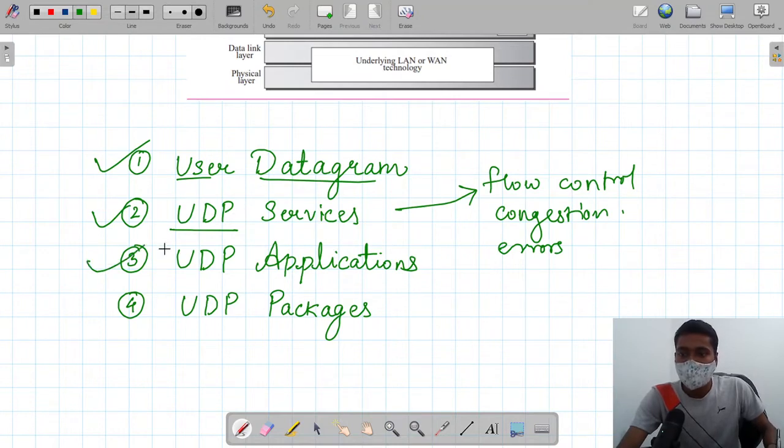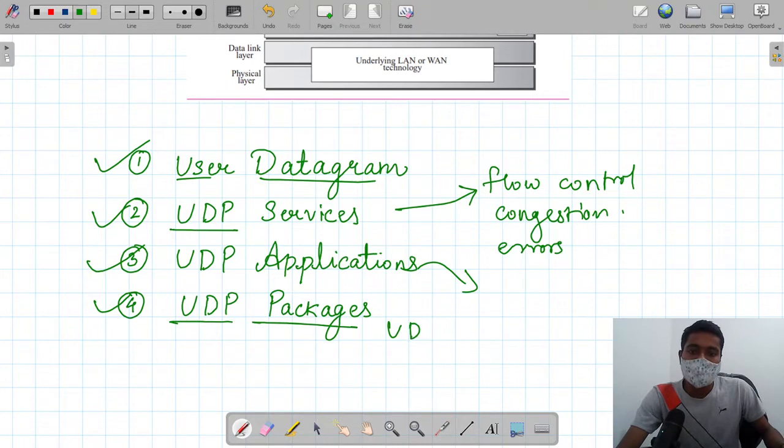In the next module, we are going to study UDP applications. There are a bunch of applications that UDP serves us, so we are going to dive deep into those examples. Next are the UDP packets, like how UDP actually manages these packets. We are going to study that in this module.